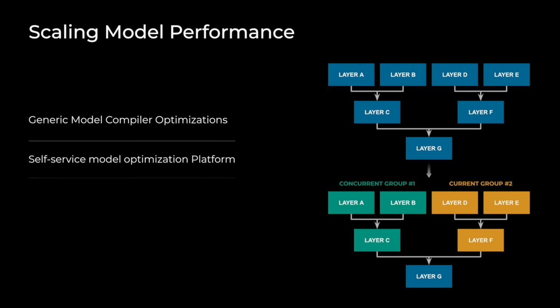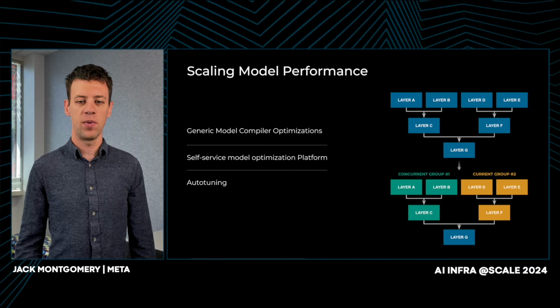Finally, looking towards the future, we're focusing on ensuring that new models can automatically achieve full performance on MTIA hardware out of the box. This includes building generic model compiler optimizations that will work across many different model types, building out a self-service model optimization platform so that users can immediately get maximum performance on MTIA hardware using their models, and also building auto-tuning functionality, which enables the system to configure itself to achieve roofline performance on the hardware without any manual effort. That wraps up what we've been working on MTIA software.